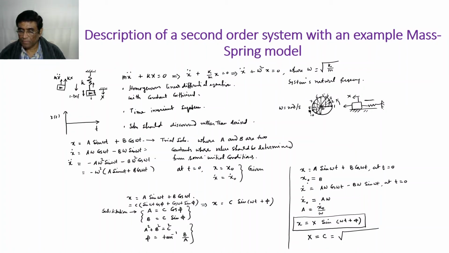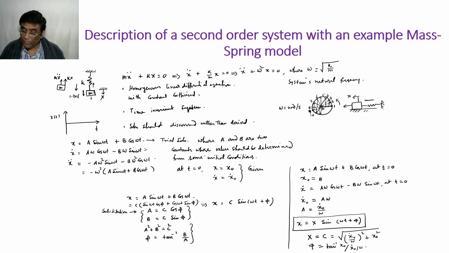In terms of the given boundary conditions, a square means, okay, plus x naught square, and phi equals tan inverse, okay, x naught divided by, okay.